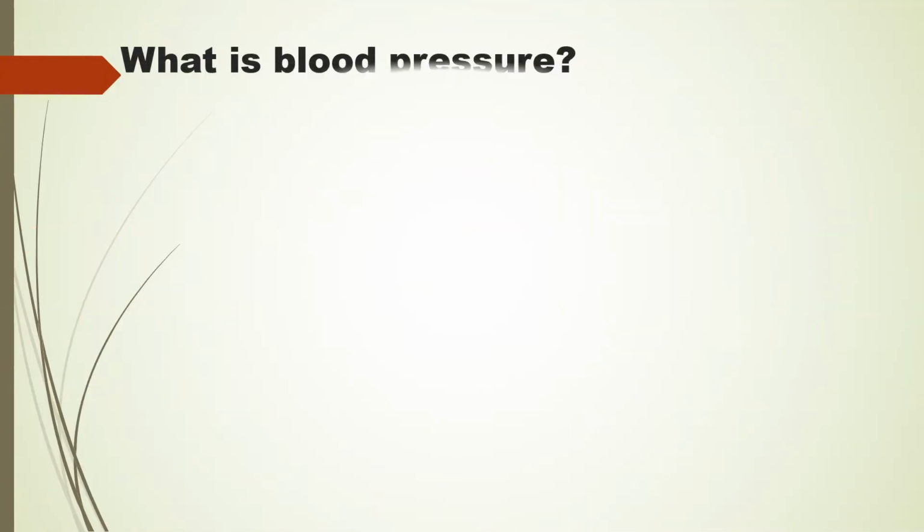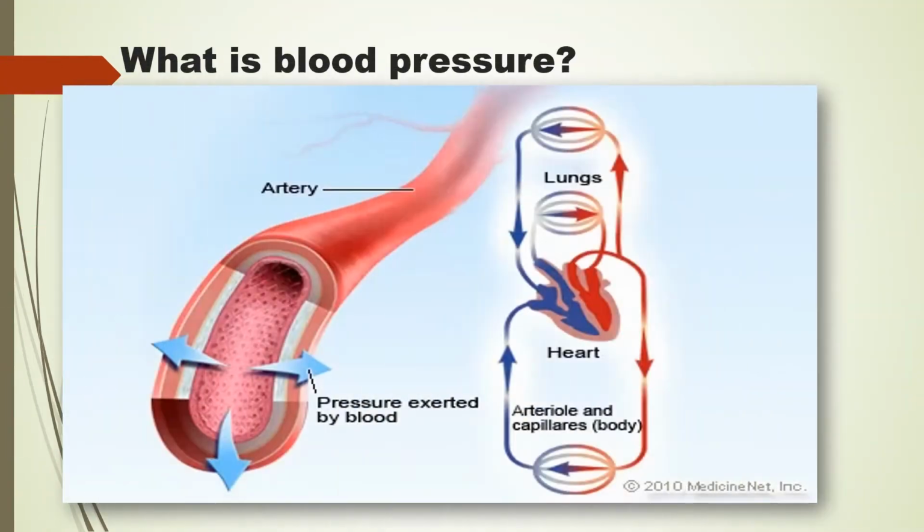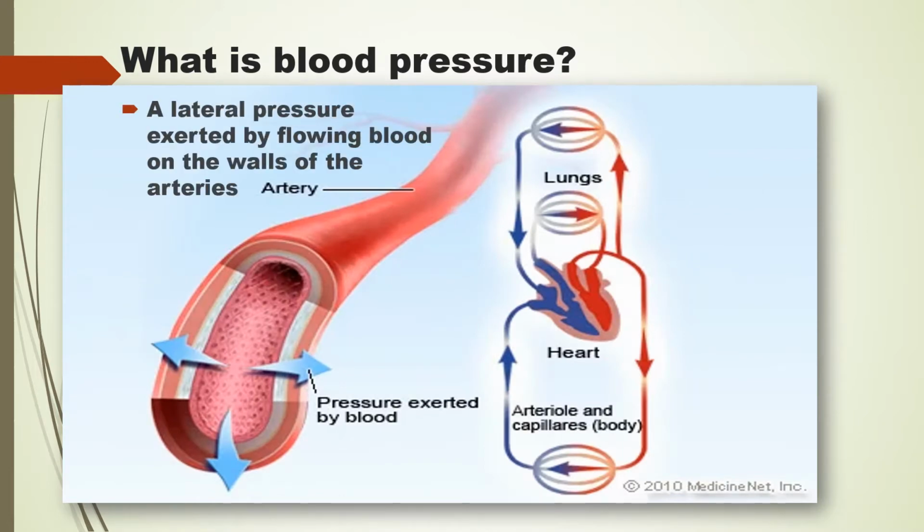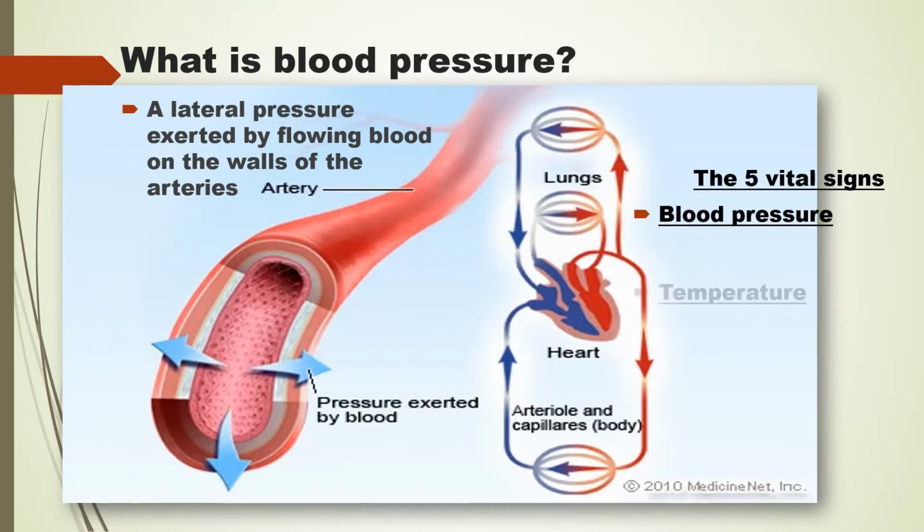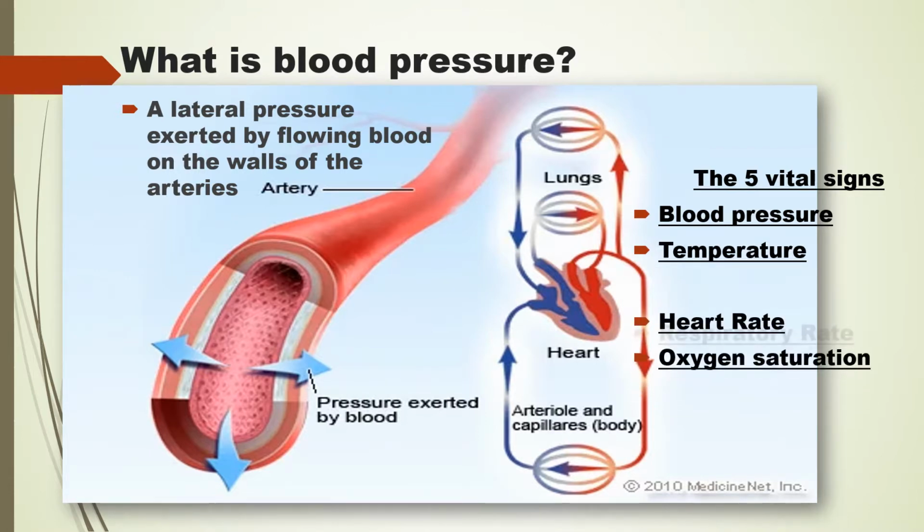What is blood pressure? Blood pressure is a lateral pressure exerted by flowing blood on the walls of the arteries. It is one of the most important physiological parameters of the body, which is why it is included in the 5 vital signs. We have the blood pressure, temperature, heart rate, oxygen saturation, and respiratory rate.